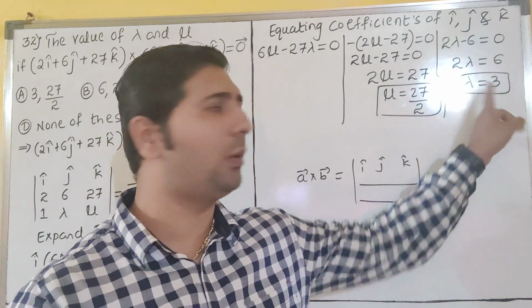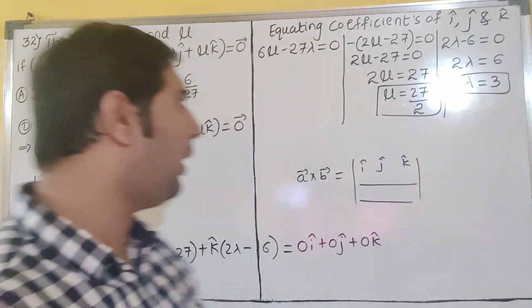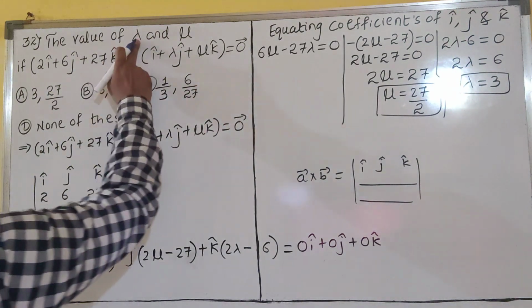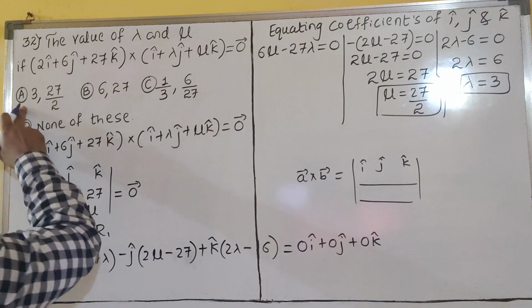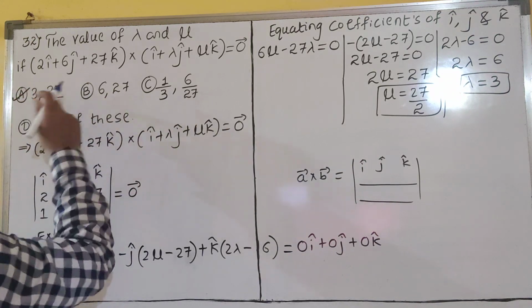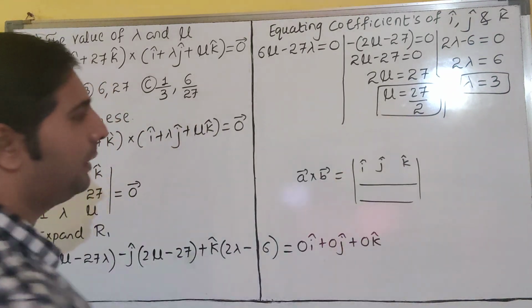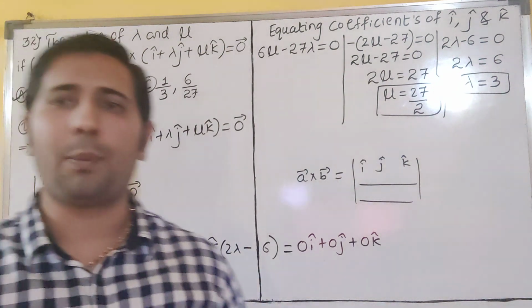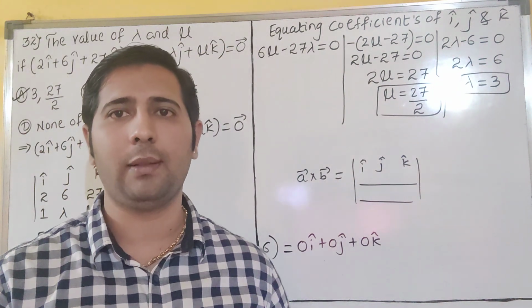This is λ is equal to 3. Don't get confused. So our answer will match with the λ value that I asked first. 3 is there in option A. The μ value is 27 by 2. It is there here. So I hope you understood this one. So please copy this. We will see the next question.